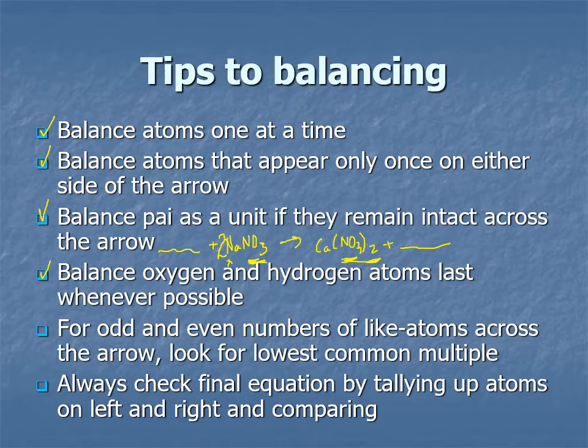Fourth one down. Balance oxygens and hydrogens last whenever possible, because they do oftentimes show up in multiple compounds on the left or the right. And so they kind of go back to the second bullet point, just one thing at a time. For odd and even numbers, oftentimes we can look for a common multiple.